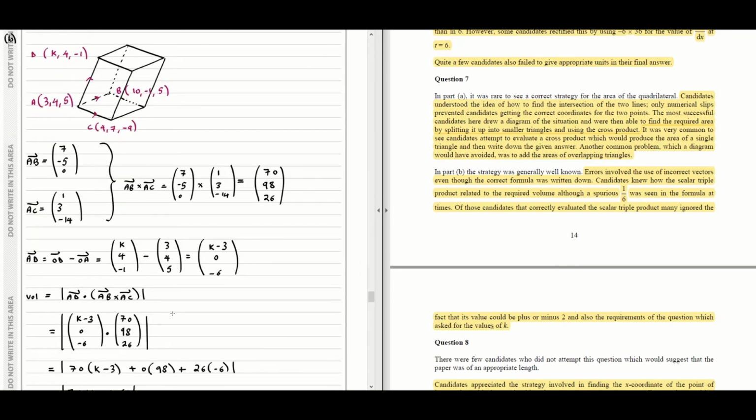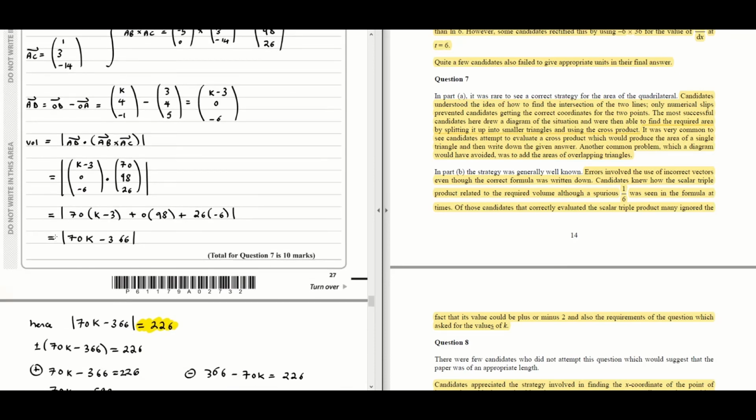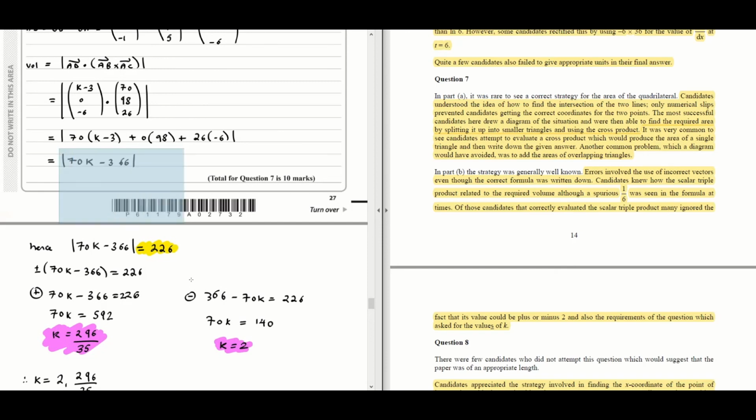And there were also errors seen over here as well, right at the end when we take the magnitude. So please do be careful. This is nothing more difficult than what you see at your regular A-level maths, solving this equation here.